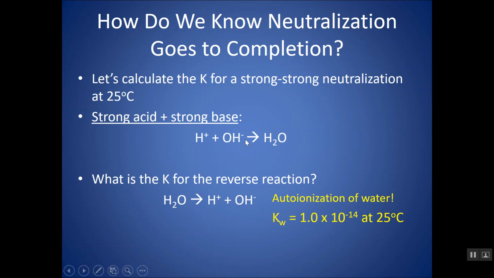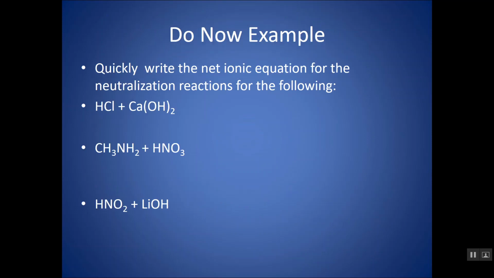So the K for this, which is the reverse, what do we do with K's if we flip the reaction? We take the reciprocal, so 1 over Kw, this would have a K equal to 1 times 10 to the 14, so a really, really large number. So we could say equilibrium would lie so much to the right. We're going to just assume that this goes to completion, much, much bigger than 1.